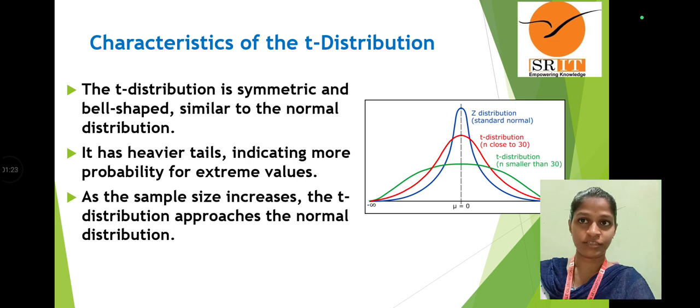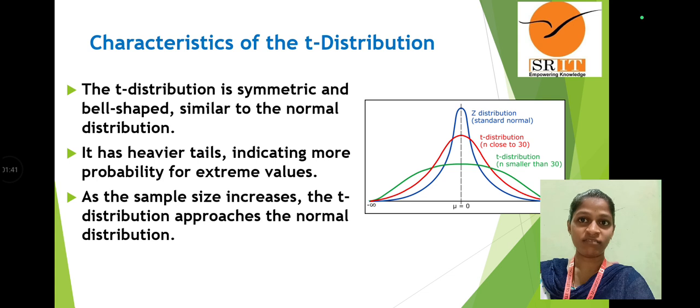Characteristics of T distribution. The T distribution is symmetric and bell shaped, similar to the normal distribution. It has heavier tails, indicating more probability for extreme values. As the sample size increases, the T distribution approaches the normal distribution as shown in the graph.